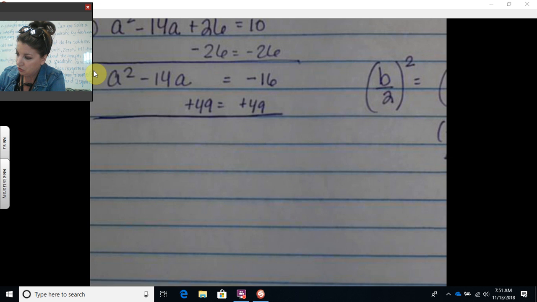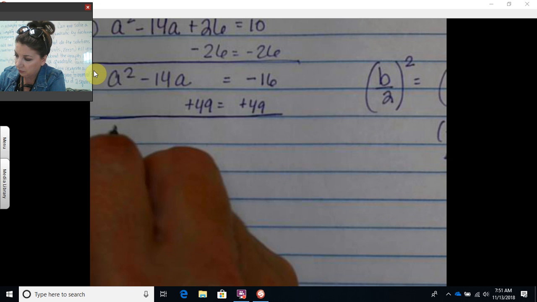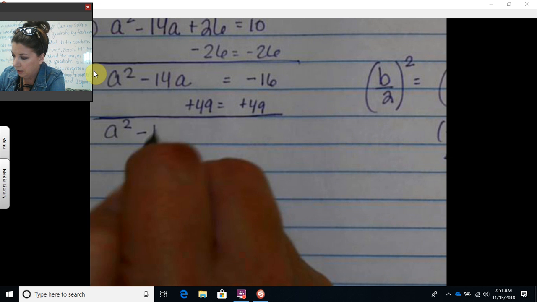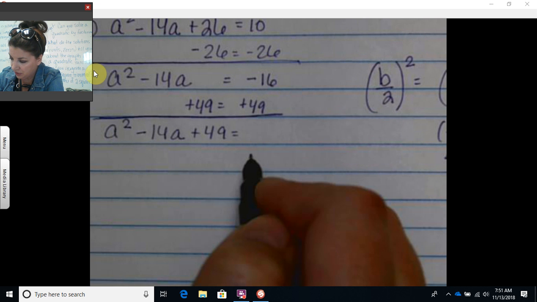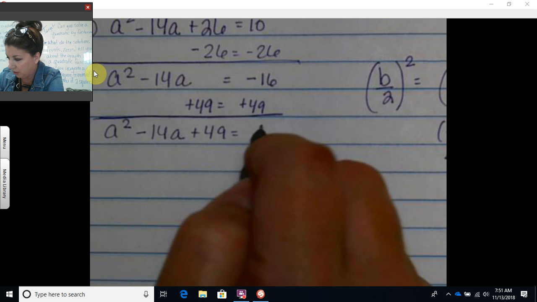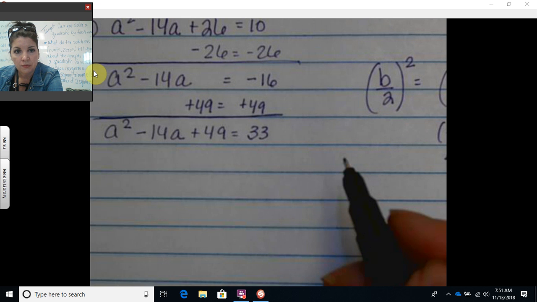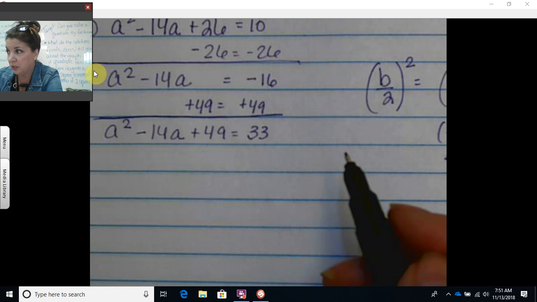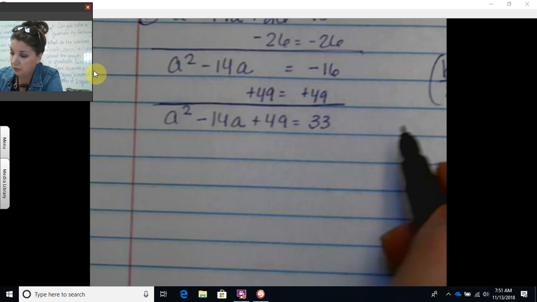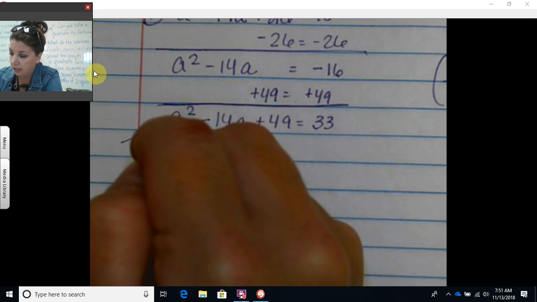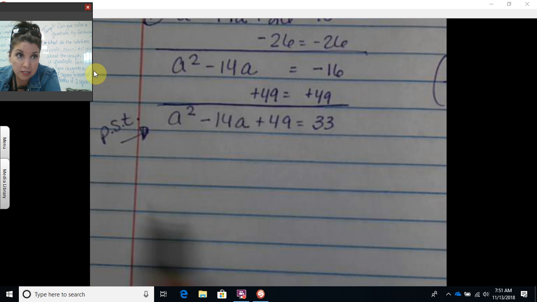So now we have a squared minus 14a plus 49 equals negative 16 plus 49, which is 33. Did I create a perfect square trinomial on the left side? Do y'all remember how to tell? Okay, so let's just do that. I know I did because I completed the square, but let's just review.